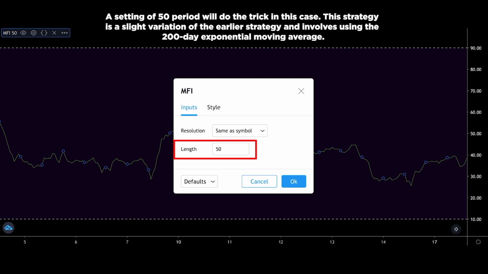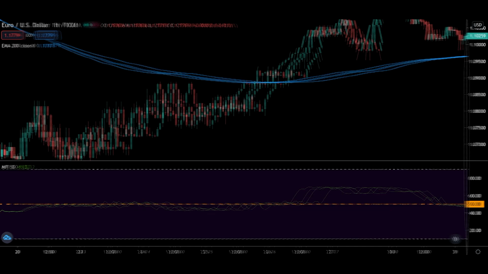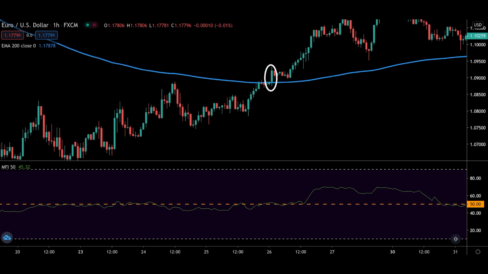This strategy is a slight variation of the earlier strategy and involves using the 200-day exponential moving average as well. First, we identify the trend using the 200-day exponential moving average and focus only on trade setups in the trend's direction. Next, we take trades when the MFI crosses past the 50 level mark. Here are a couple of more good examples of how you can trade using this strategy. Like before, I encourage you to pause this video and try to figure out why these setups are valid.